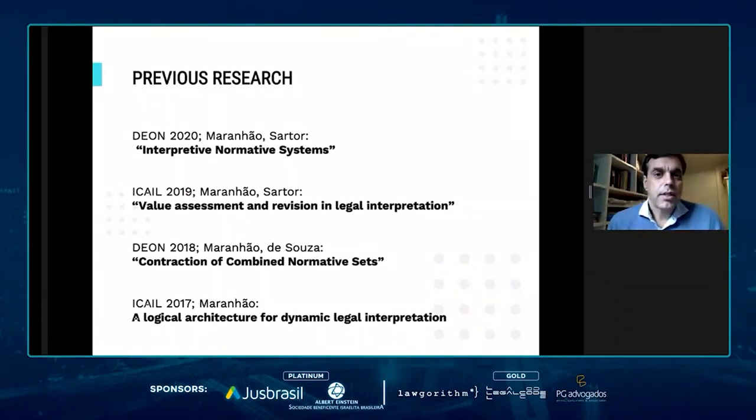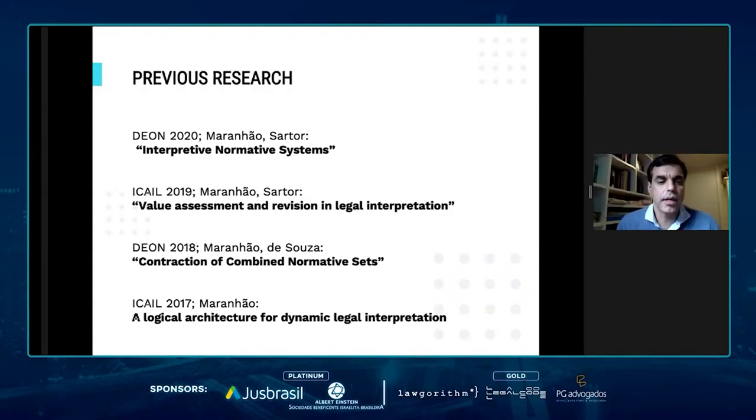This research is a continuum with respect to previous research. The first one was presented at ICAIL 2017, where we discussed a logical architecture for the dynamics of legal interpretation. We were concerned with the interplay between changing rules, changing meaning ascription, and changing values which are underlying those rules.